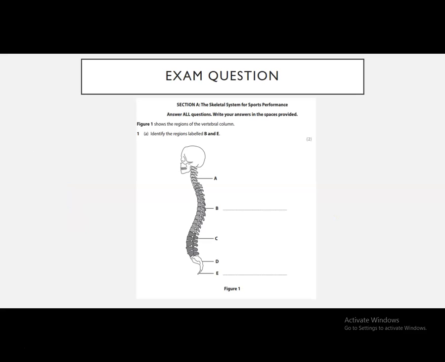So this is a past exam question with regards to the regions of the vertebral column. Can you label B and D for me? So pause this. And what we should have is thoracic and coccyx. So this is the C spine, cervical spine, turns into the thoracic spine, sacral spine, lumbar spine, sacral is D, and then finally E is the coccyx.